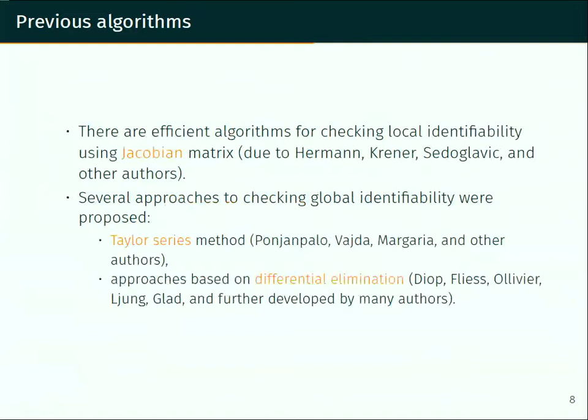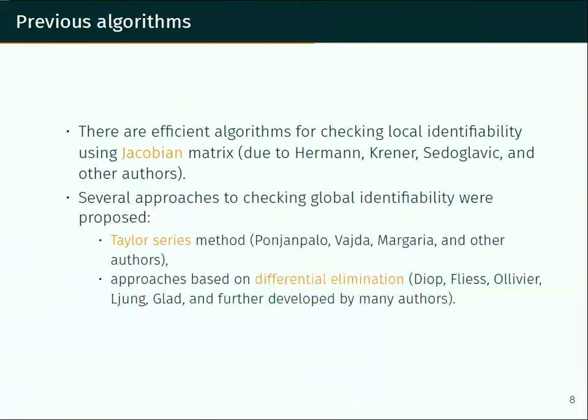Okay, so there are different ways to establish identifiability and non-identifiability. For local identifiability, that means that maybe you cannot find the value of the parameter uniquely, but you have just a finite number of options. There are fairly efficient algorithms based on computing the Jacobian matrix. They go back to the late 70s by Hiram Krenner, and later they were refined and implemented by Sedoglavich and some other authors. So I will not speak a lot about local identifiability because algorithmically this question is more or less solved, and because this computation is quite cheap.